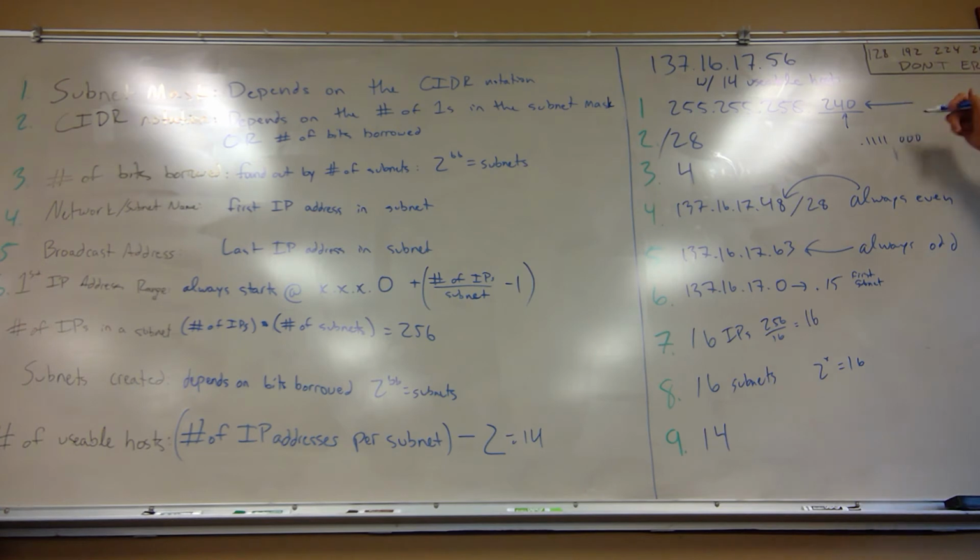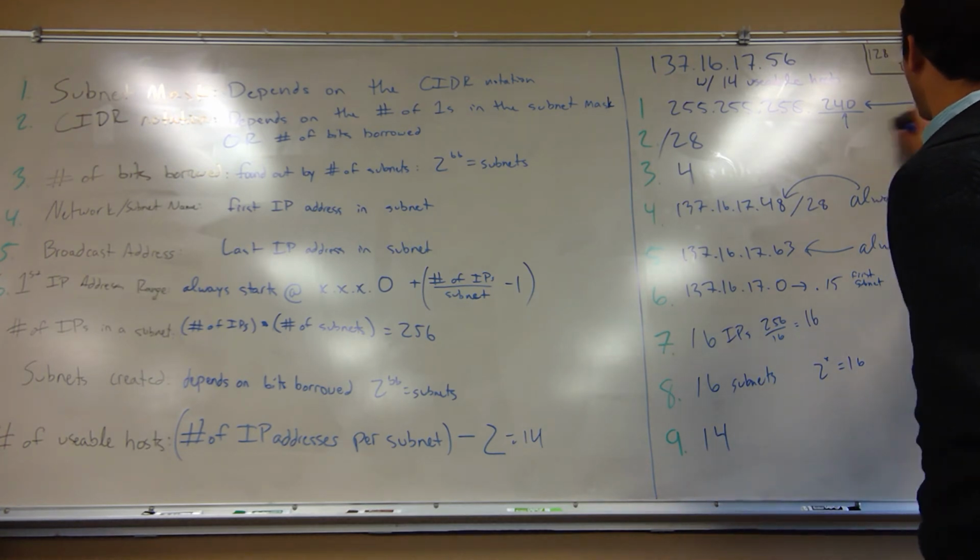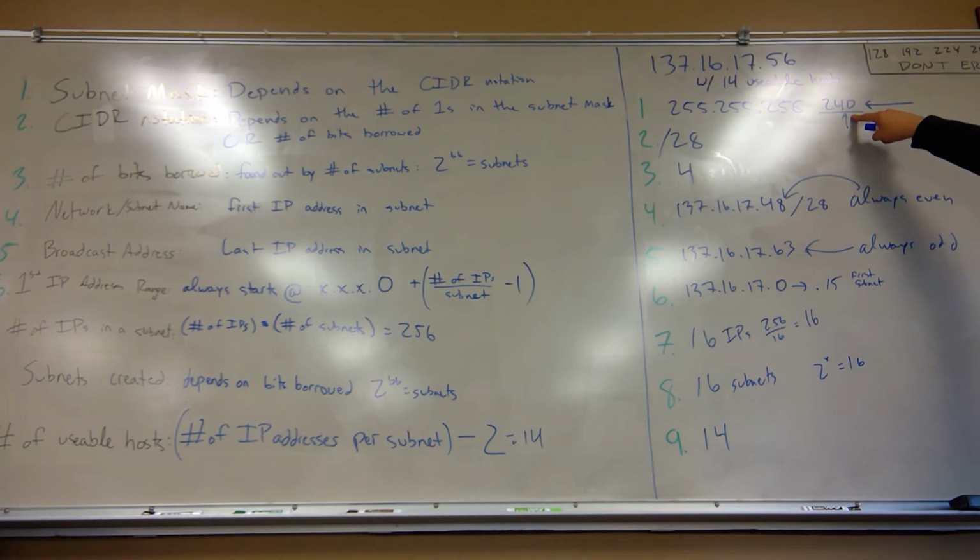If we borrow 5 bits, then it goes to 248. If we borrow 2 bits, 1, 2, the answer is 192. I hadn't thought of it that way. So this number, the last subnet, is going to be 256 minus however many IPs you want in each subnet, and will equal the last octet of your subnet mask. Does that make sense?